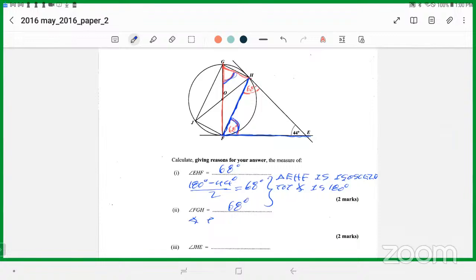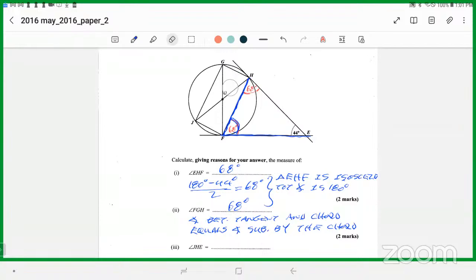Angle between tangent and chord equals angle subtended by the chord. And that's it. So that angle up here is 68 degrees.